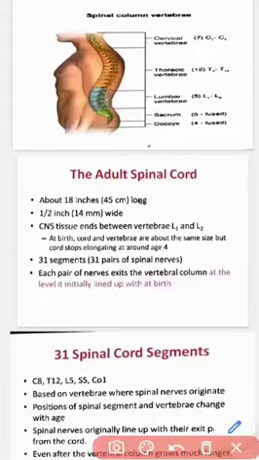Welcome to Medico Concept. Today's topic is the spinal cord. I will try to make this concept very simplified.